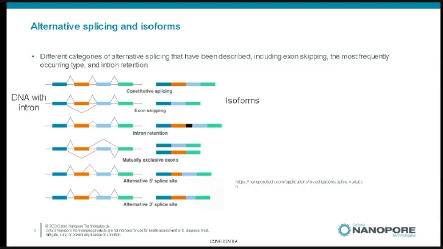Next, we also have mutually exclusive exons, where we have the skipping of one of the exons. Next, we also have alternative 5' splice site that retains some of the 5' or different 5' of the exon, and alternative 3' splice site. All these different splicing events will generate many different isoforms, even though the DNA sequence is actually the same.